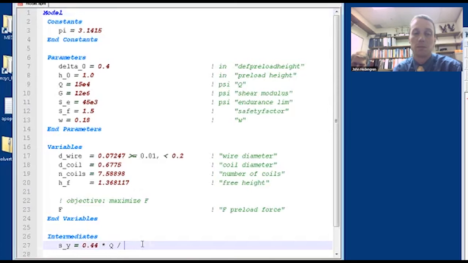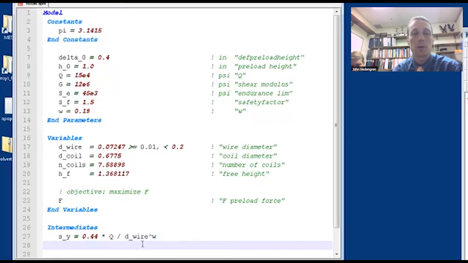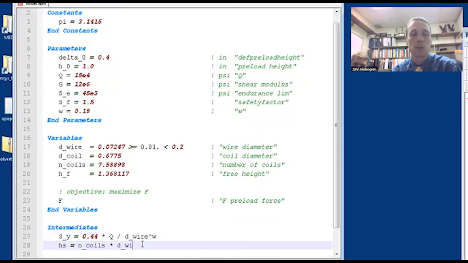Okay, so I'm just going to do the D wire, and then that's going to be to the W power. W is 0.81 or 0.18. So that's going to be my first one. I can also put it capital, it's not case sensitive. So my solid height, I also need that. That's just going to be the number of coils times the diameter of the wire. Stop me if I'm doing anything in a way that might be bad practice for modeling.